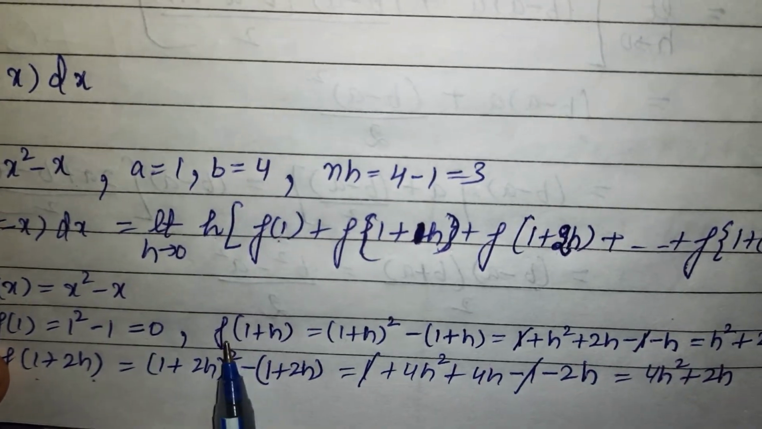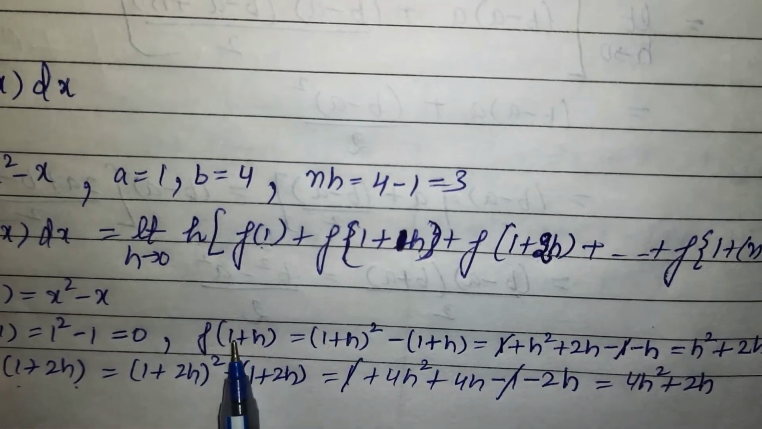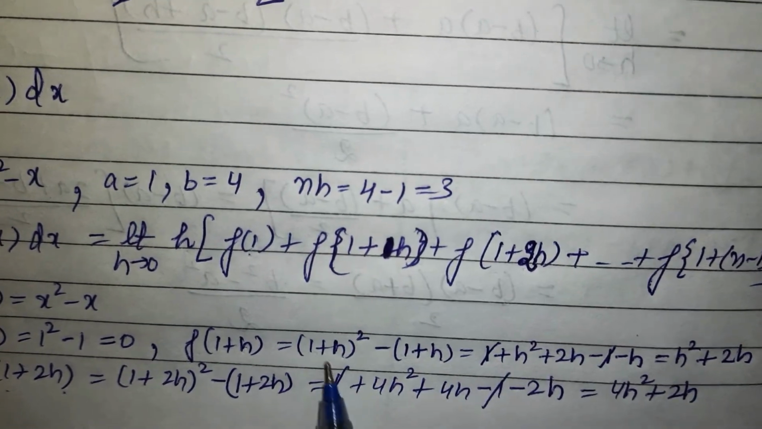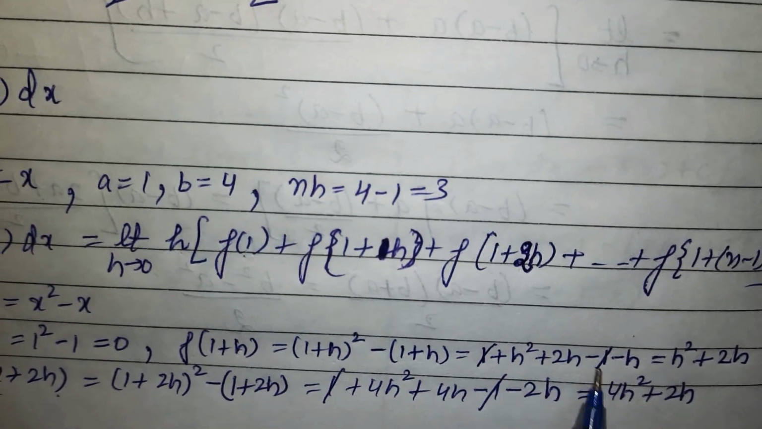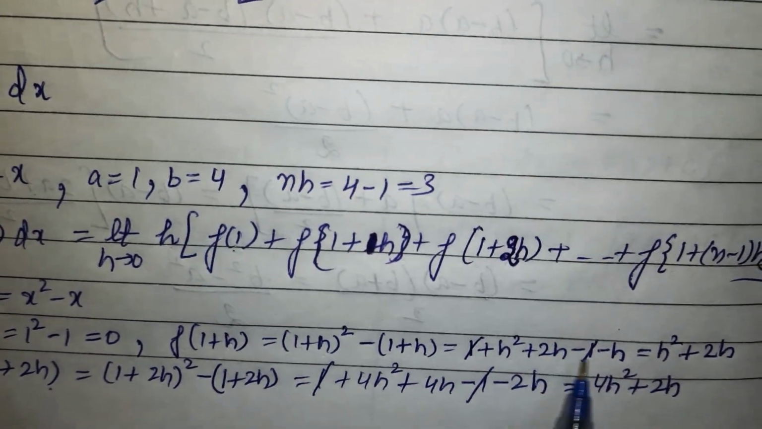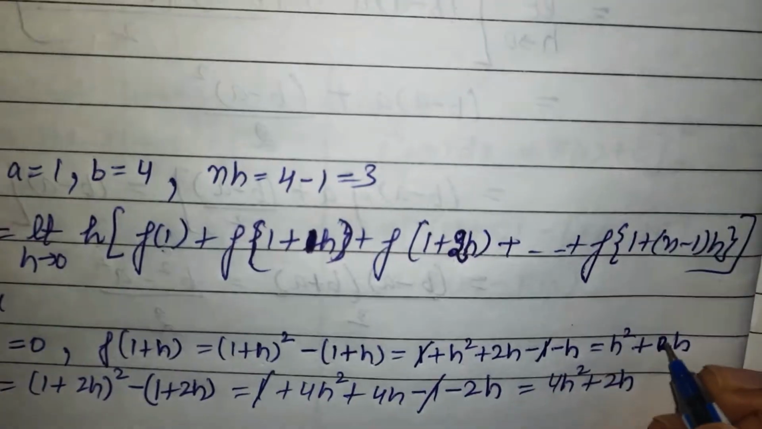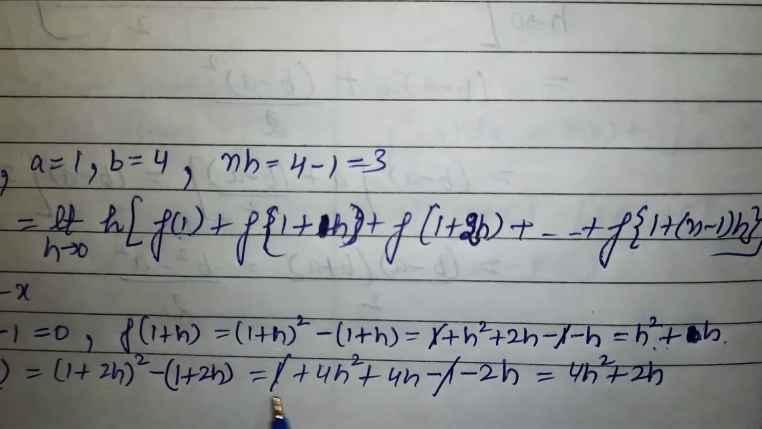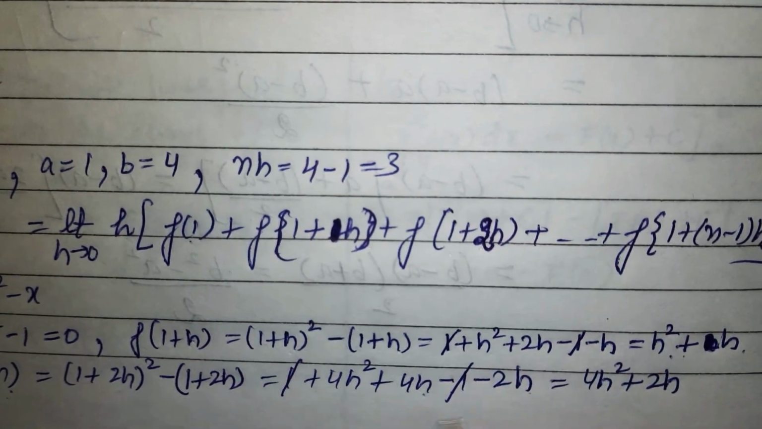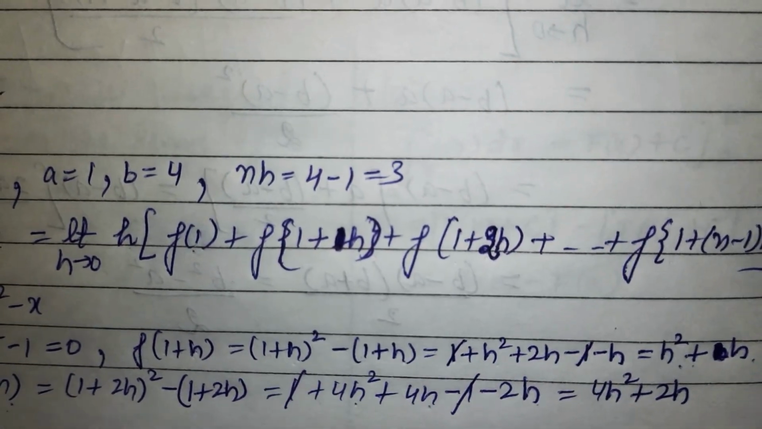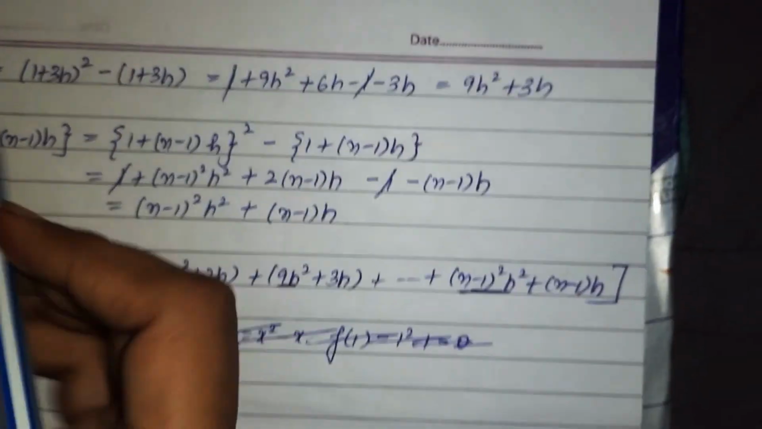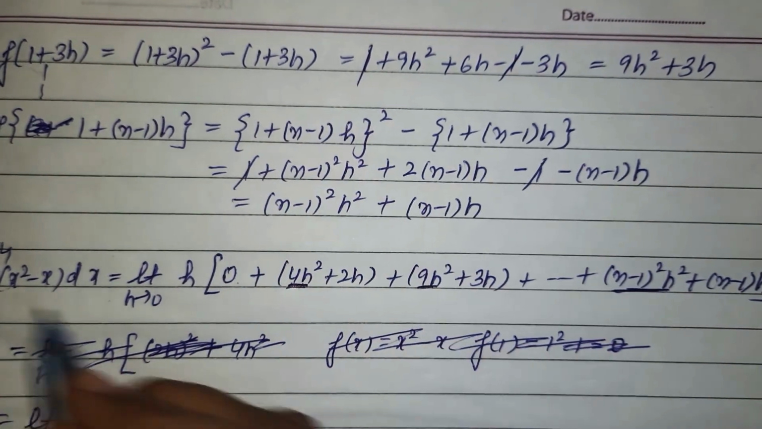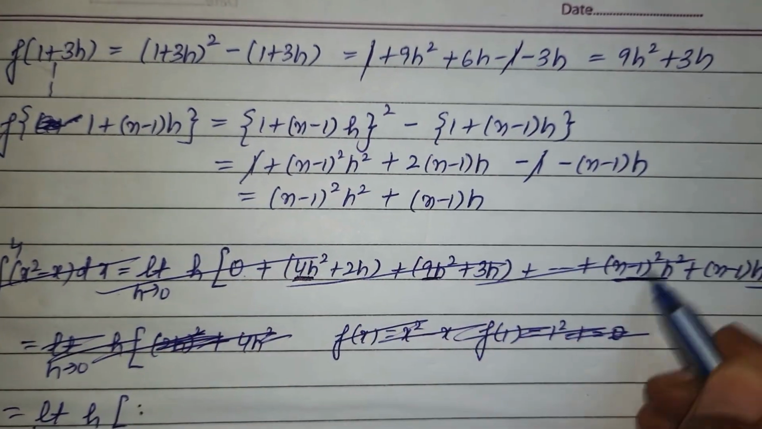Now see the question again. f of 1 plus h means a plus h. So a plus h whole square minus a plus h. a square plus b square plus 2ab minus 1. So h square, 2h minus h will give you plus h. So h square plus h. 1 plus 2h, a square plus b square plus 2ab minus 1 minus. So 4h square plus 2h. This is also correct. Now, this term I do not require, but I can write later on. That's okay. And this is also correct. So, okay. This thing I need to remove.